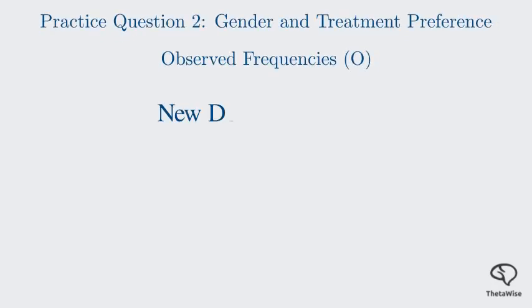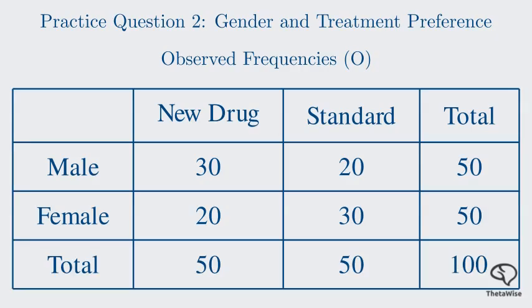Again, pause the video and try it on your own. A study investigates if there's a relationship between gender and preference for a new drug versus a standard treatment. Here is the observed data. Is there a significant relationship at a 0.05 significance level?